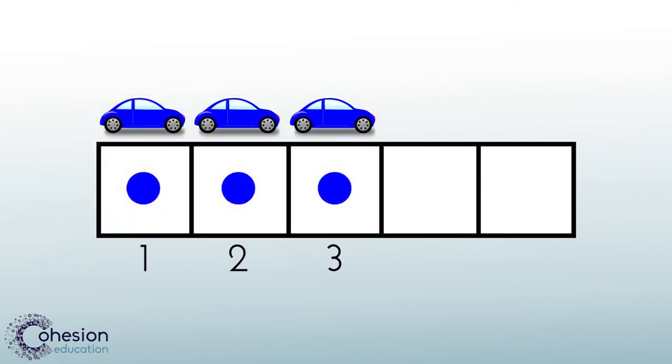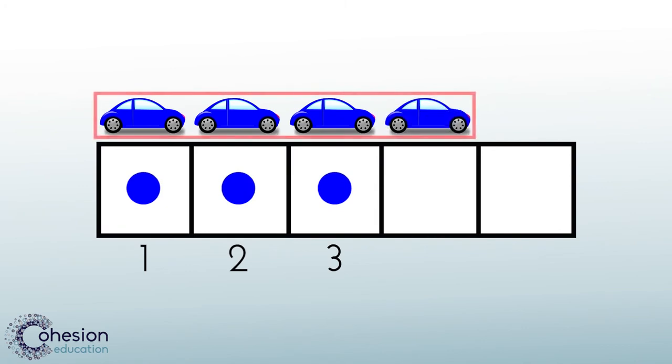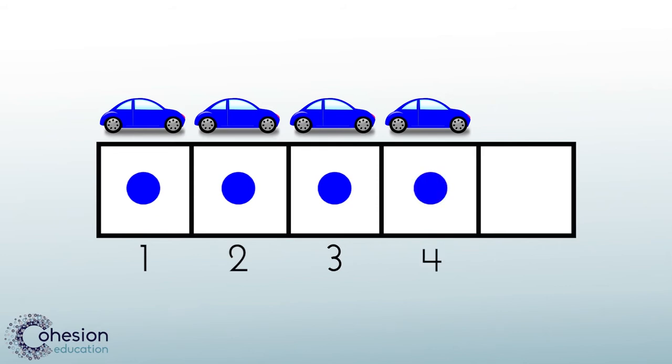If we add one more car to the group, we will have 4. Let's move the 4th car to the 5-frame to show 4 counters in the 5-frame.